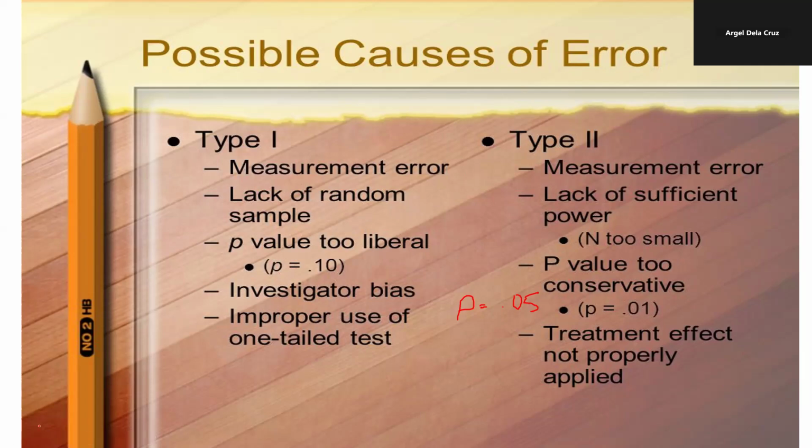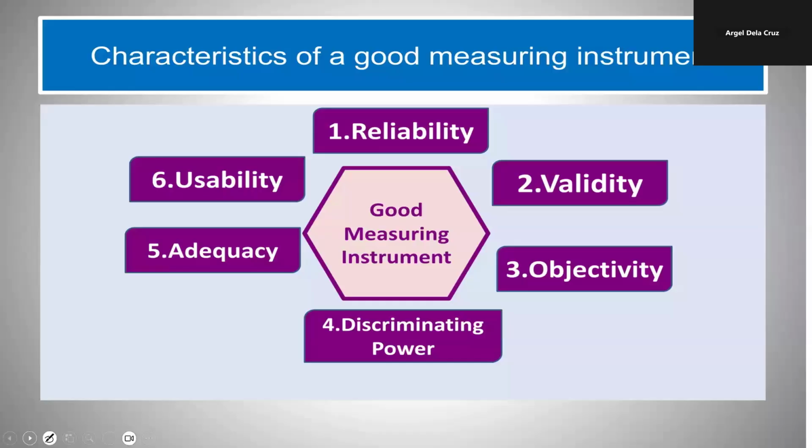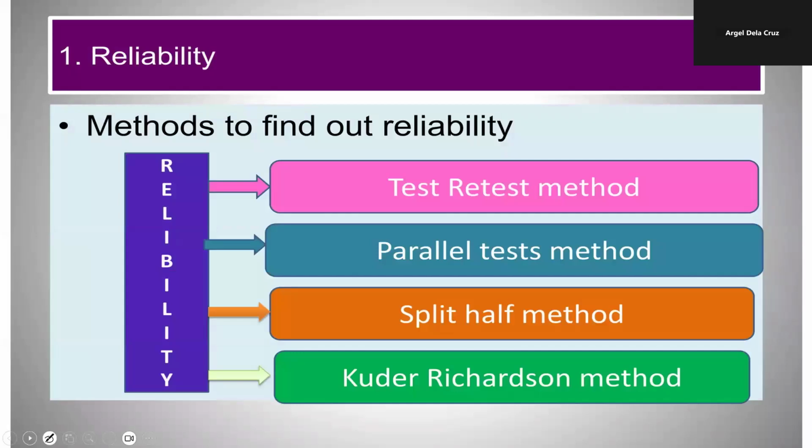Next, let's go now. So what are the characteristics of a good measuring instrument? So there are, number one, again, the foundation would be reliability, validity, objectivity, discriminating power, adequacy, and usability, to name a few. Let's go with reliability. Again, reliability is the ability to be consistent. Be consistent in a way that it crosses time and location, and it crosses people.